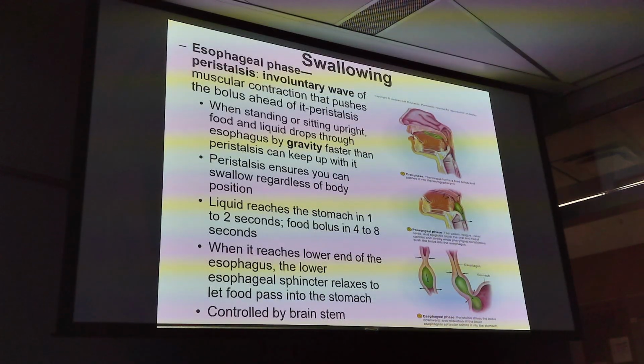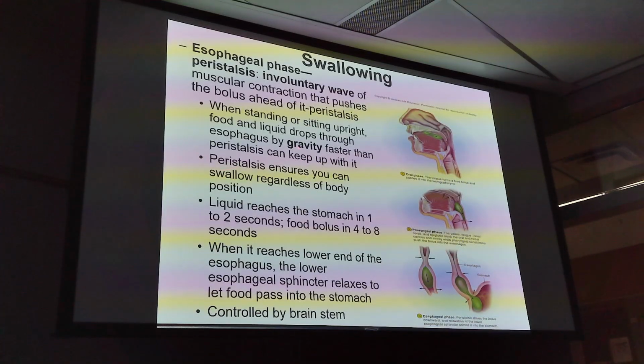Now we have it down into the esophagus. What's the next phase called? There you go, yeah. So we have the oral, where's that at? We have the pharyngeal, and we have the esophageal. So it's not that hard. Again, this one also is involuntary, muscle contractions. When standing or sitting upright, gravity is going to help, which is why they say after a big meal, don't lay flat down, sit up. It helps push that food down. This is a problem for our astronauts, though.